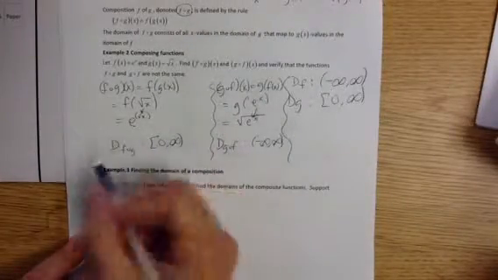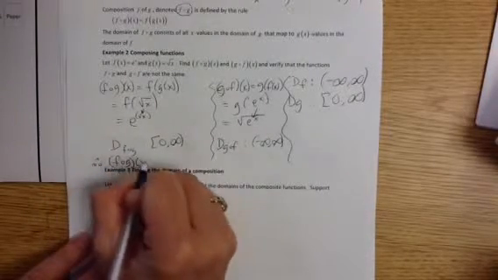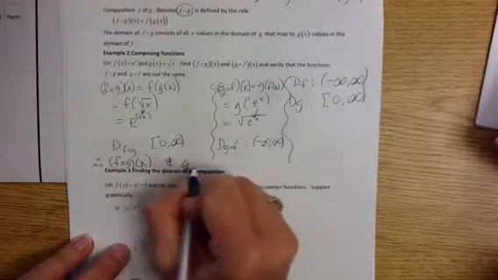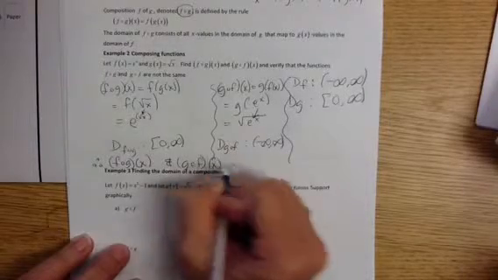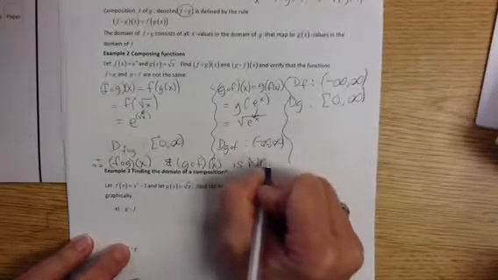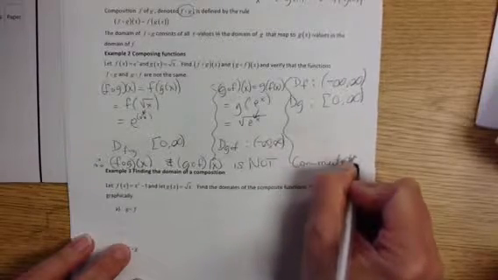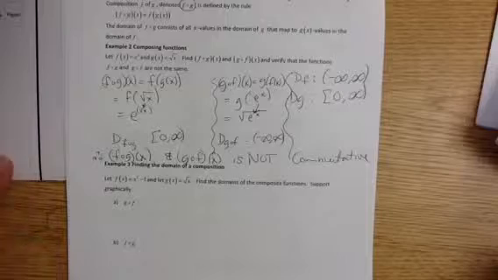Now, since these two functions are not the same, therefore f of g of x and g of f of x are not commutative. So you can't make it into the other one. They're not going to be commutative.